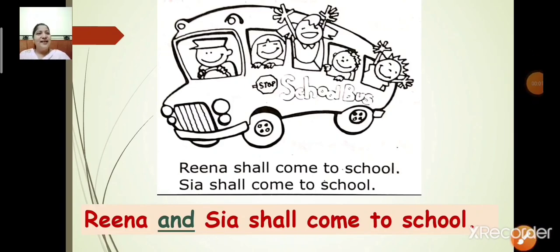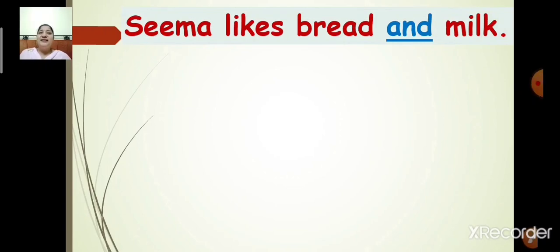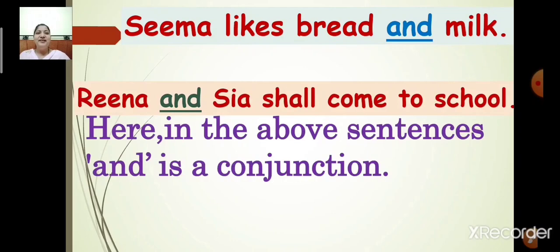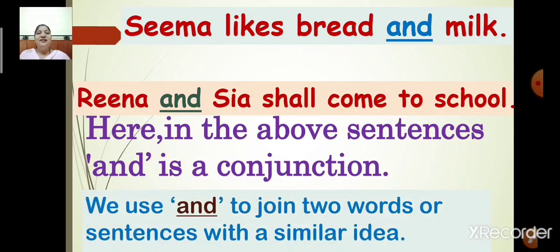Now children, let me explain you again. Seema likes bread and milk. Reena and Sia shall come to school. Now children, here in the above sentences, and is a conjunction. So children, we use and to join two words or sentences with a similar idea. I repeat, we use and to join two words or sentences with a similar idea.